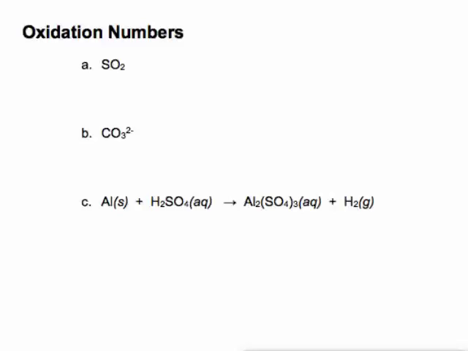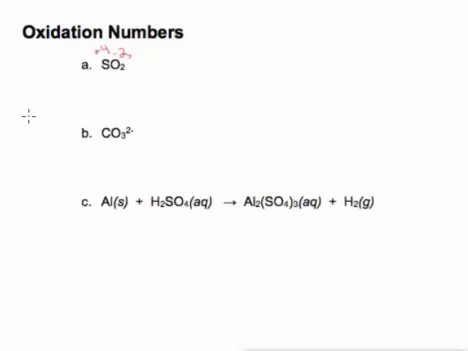And if the compound is neutral, like our first example, A, then the sum of the oxidation numbers should be 0. So if we know that oxygen is -2, and there are 2 of them, that means we have -4 total. So our sulfur must be +4 in order to cancel that out.